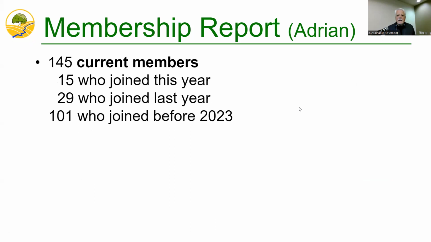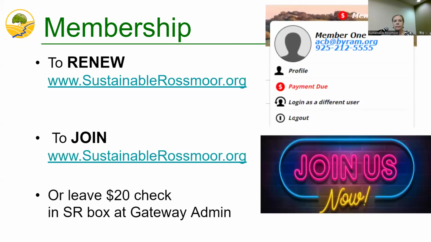And the membership report: we have 145 current members total. 15 joined this year so far, 29 joined last year, and 101 are old timers, unlike the rest of us. And then we've got information about how to become a member. If you aren't already, just go to sustainablerossmore.org and follow the prompts.